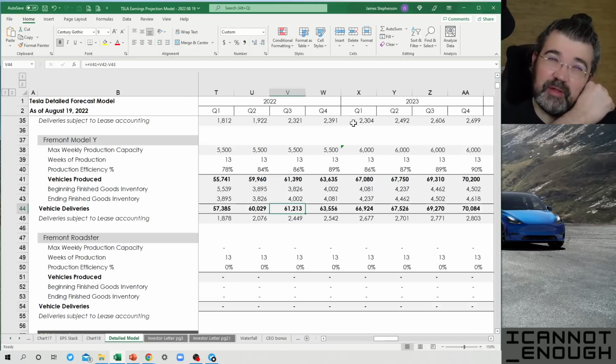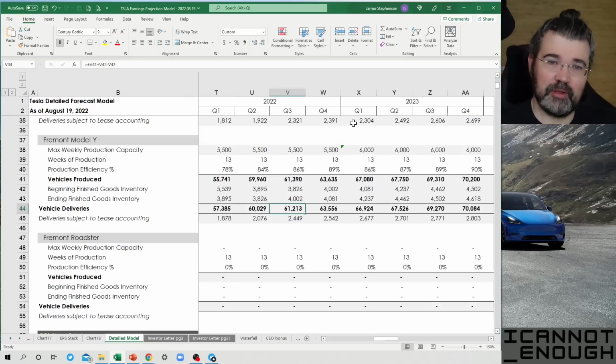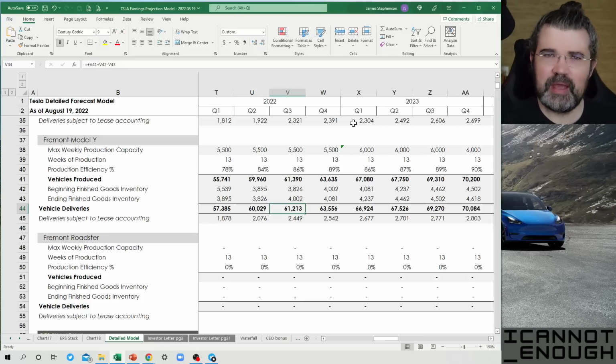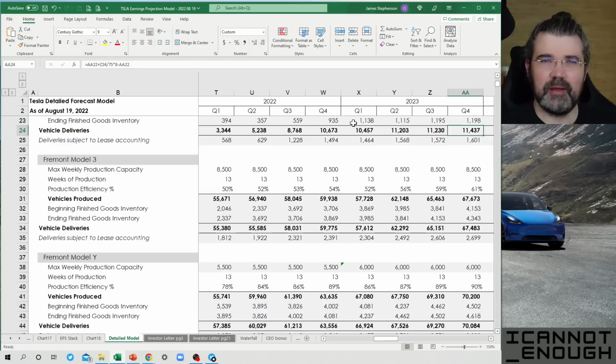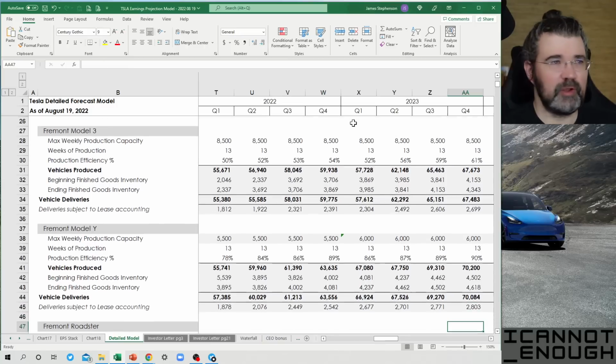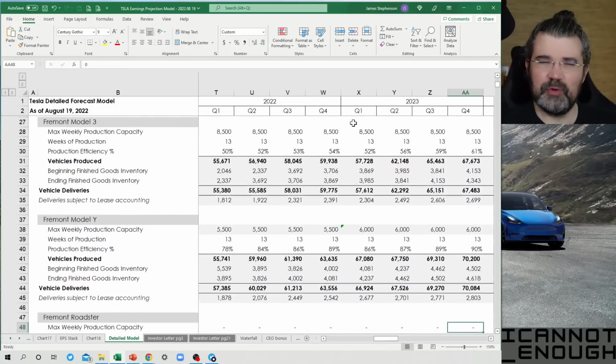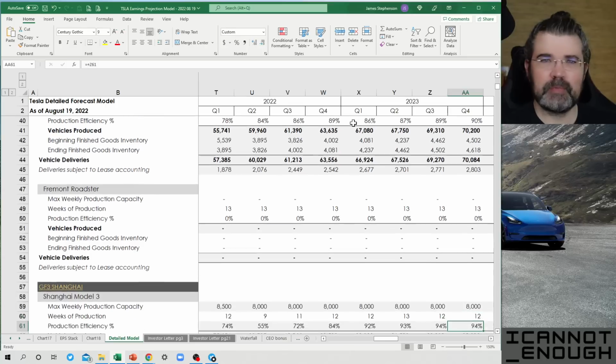So between the two of those, about 120,000 combined 3 and Y out of Fremont is my expectation for this quarter. And then for that to ramp up some, not a lot for either of these, but a little more room to get a little more output of both of those models from Fremont as time goes by. They're doing pretty well already, though.